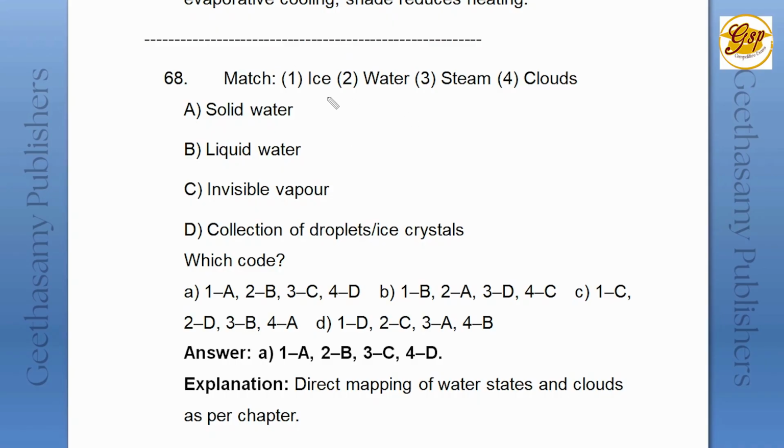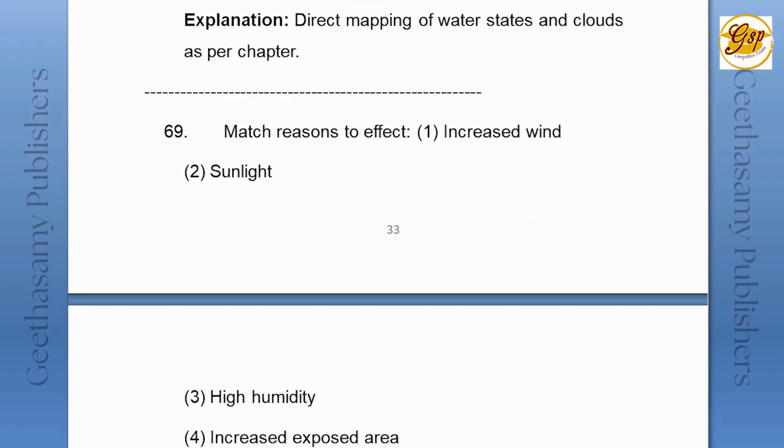Then the 68th question: ice, water, steam, cloud. Check that it is correctly matched. Ice is solid water, liquid water, steam is invisible vapor, and cloud is a collection of droplets and ice crystals. It is matched: 1 with A, 2 with B, 3 with C, and 4 with D. Fine.